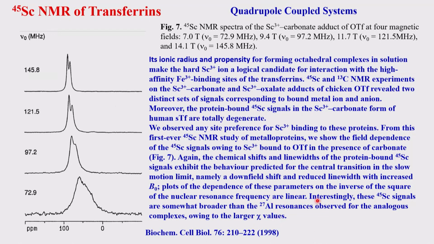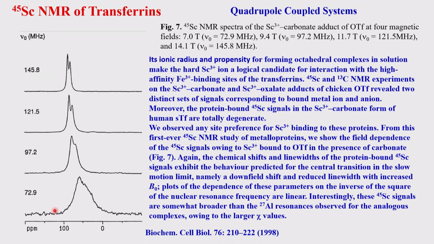This is a good example. This is done at different magnetic fields, and you know the magnetic field changing will change the precession frequency. So therefore, that is what is written here, the 72.9, 97, 121. So the same nucleus, scandium 45, but at different frequencies. So how do you get different frequencies? By changing the B value, that is the external magnetic field.